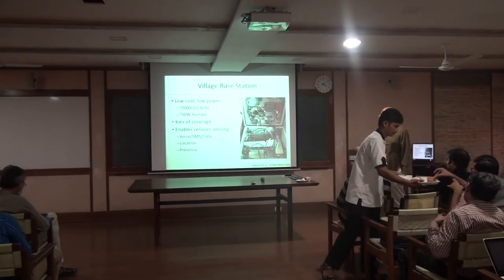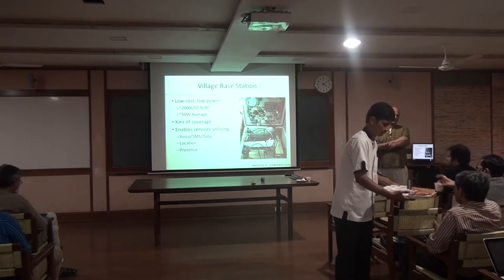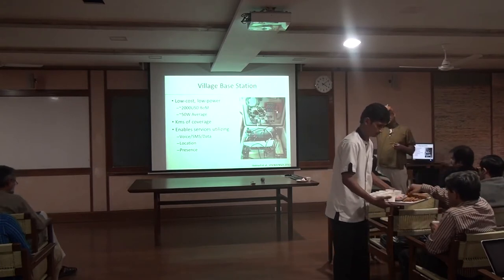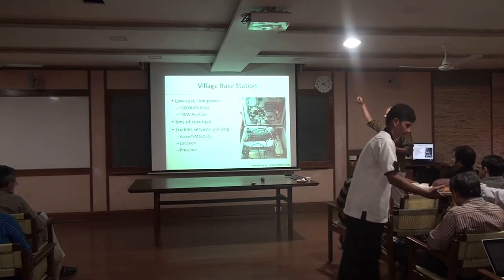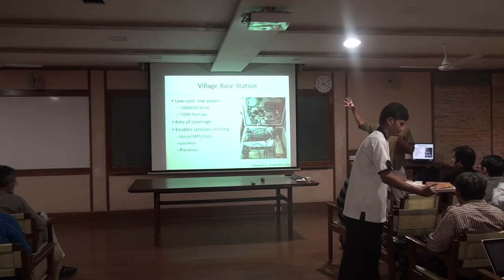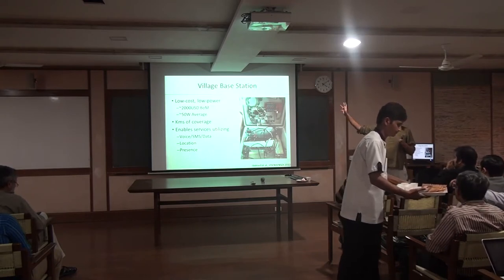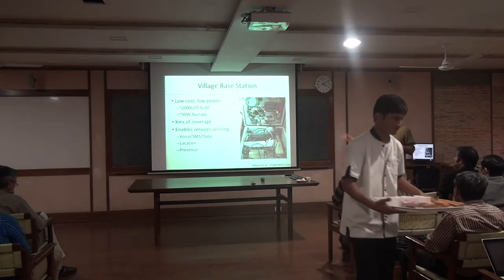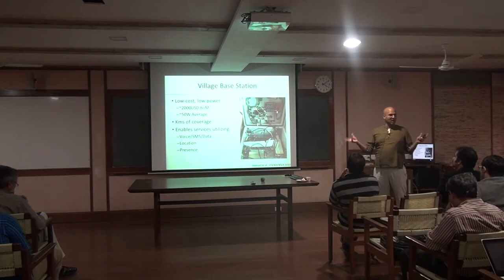So that's led to our work in creating this kind of village base station that allows local organizations to basically set up and establish their own cellular networks. Some of the features of this base station are that it's low cost and low power. While a typical cellular base station can be hundreds of thousands of dollars, this one has a total cost of materials around $2,000. It's also very low power, running on an average of 50 watts. It can provide several kilometers of coverage based on line of sight.